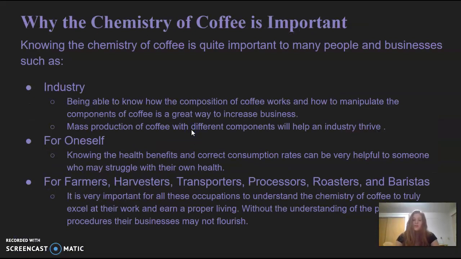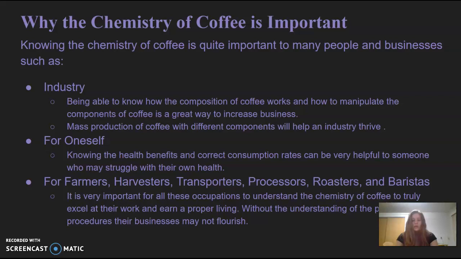Why is the chemistry of coffee important? Knowing the chemistry of coffee is quite important for many people and businesses, such as industry, for oneself, and for the occupations of farmers, harvesters, transporters, processors, roasters, and baristas. For industry, it's very important knowing how the composition of coffee works and how to manipulate the components of the coffee. And this usually helps increase business, so mass production of more than one kind of coffee that has different components will usually bring in more consumers.